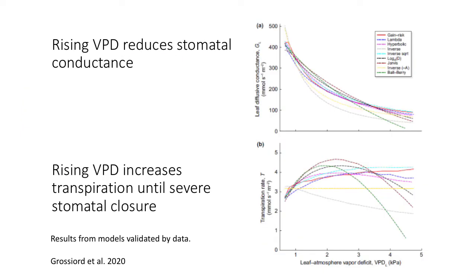Rising VPD reduces stomatal conductance, as I mentioned earlier. You can see this in the upper right-hand figure, using multiple models that were validated by data. And this is a very typical response seen throughout the literature. The lower right-hand figure shows that rising VPD increases transpiration until severe stomatal closure, at least in some models. And in some models, the transpiration rates stay at elevated values despite the severe stomatal closure. This is because VPD has a very dominating effect on the flux of water from the inside to the outside of a leaf.